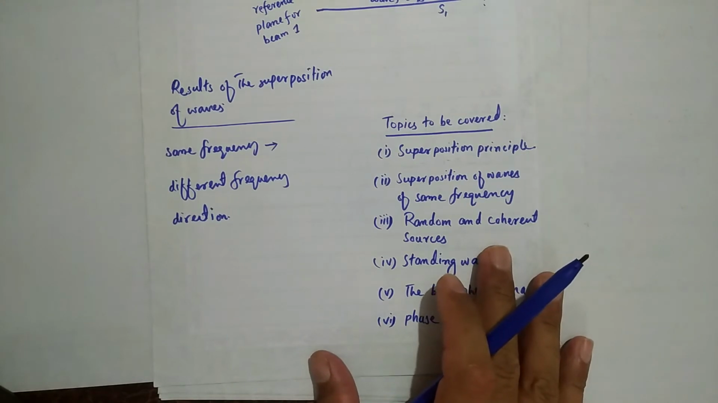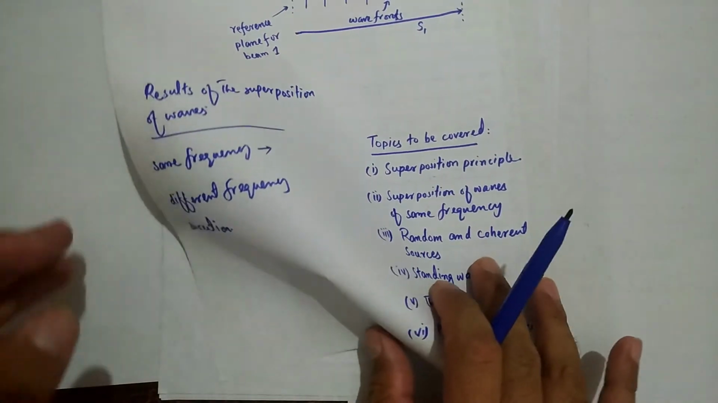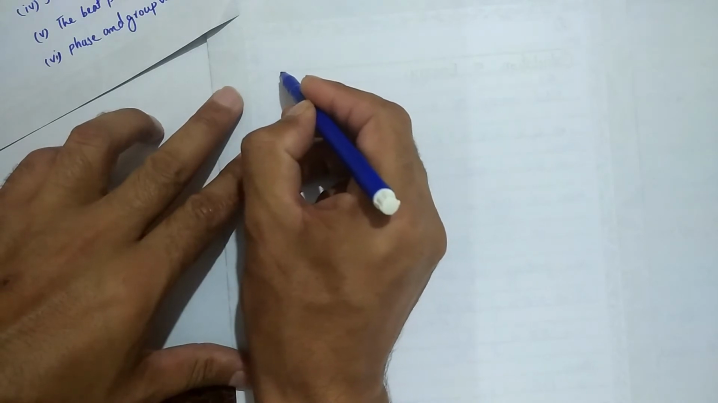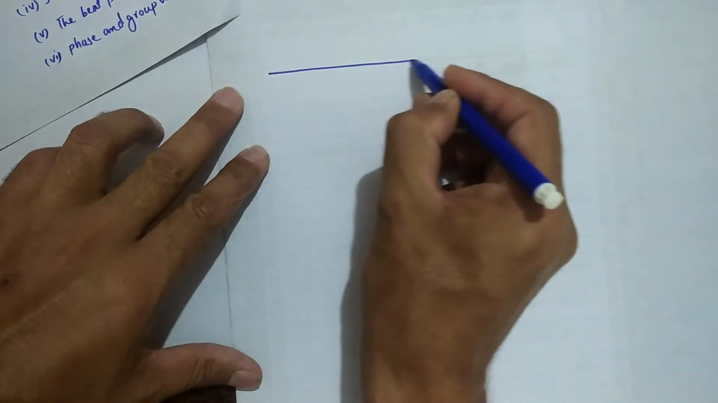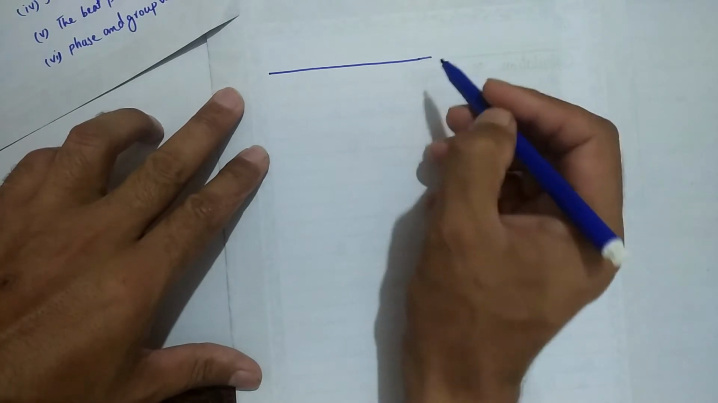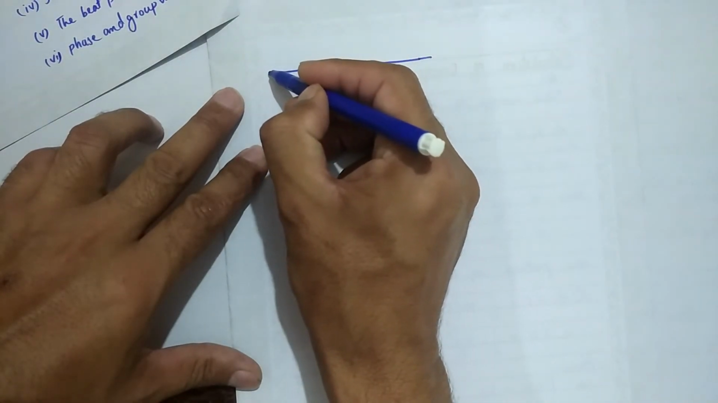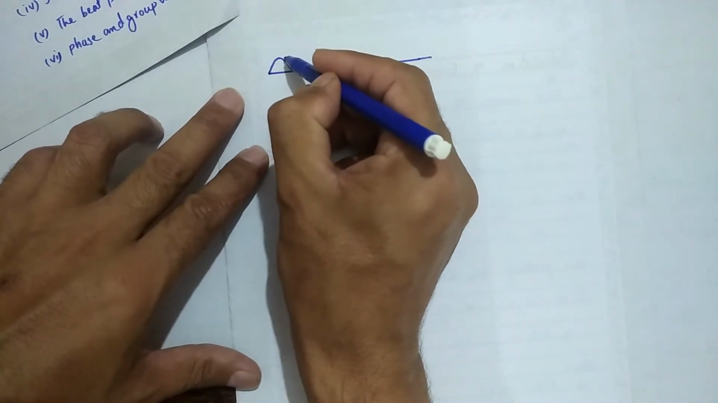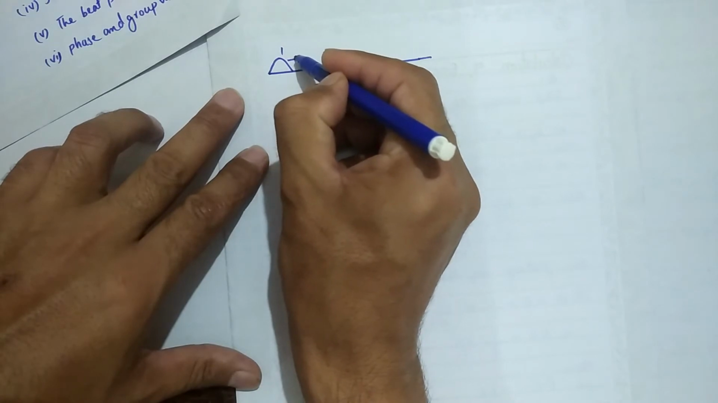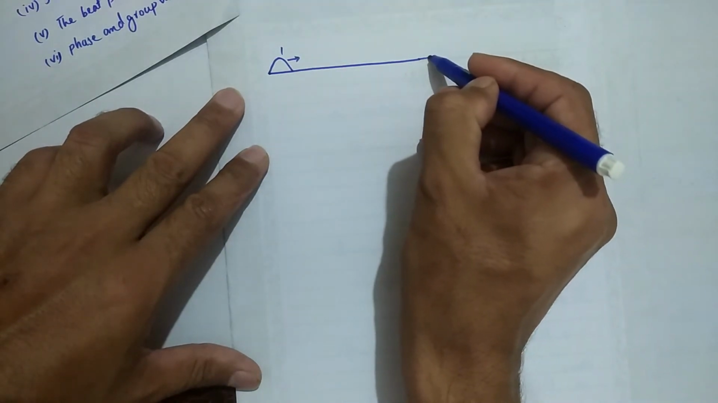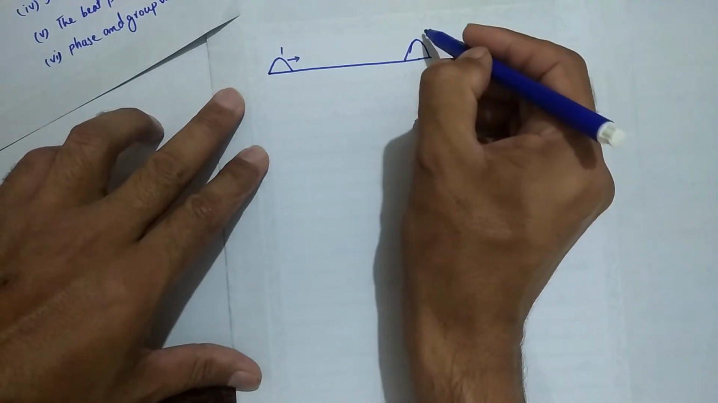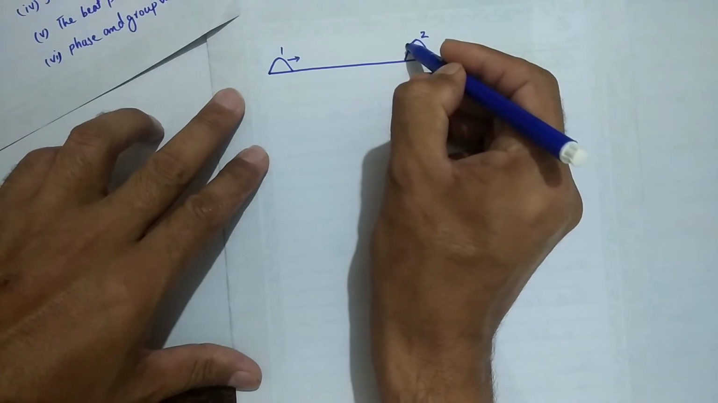So let us know more about the superposition of waves. Let us consider we have this medium, and we produce two pulses. Let this be pulse 1, which is traveling in this direction through this medium, and here is another pulse of different amplitude. This pulse is the second.